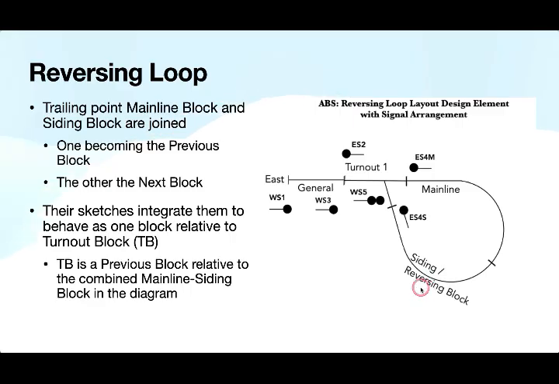Okay, reversing loop. Here the sketches connect these two blocks to behave as one. In this case here, you wind up that everything here is the next nano for turnout 1.